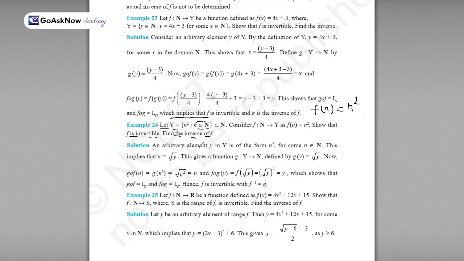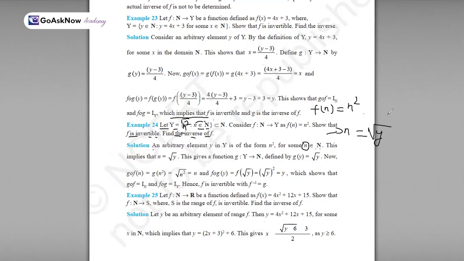So solution: we take an arbitrary y in capital Y. Suppose we have taken any element y in capital Y, it is of the form n square. It is obvious, because the definition of Y is that n square is the element inside it, for some n belonging to capital N, where small n is any natural number, and for that, y is defined as n square. So this implies that n is equal to root y.